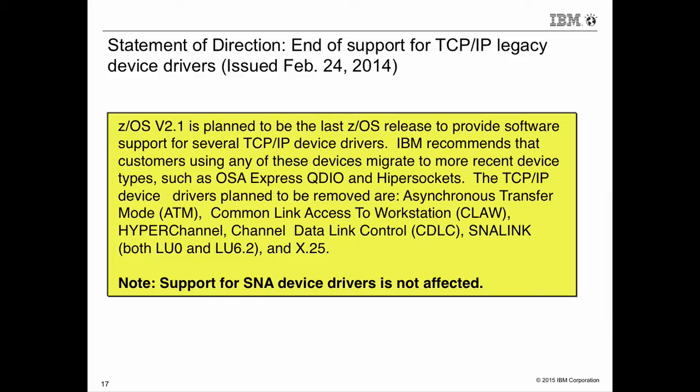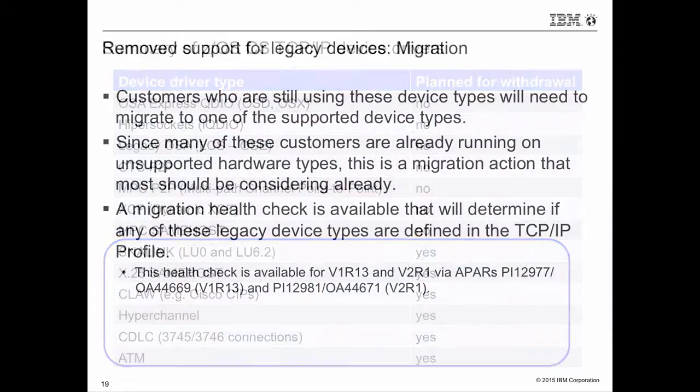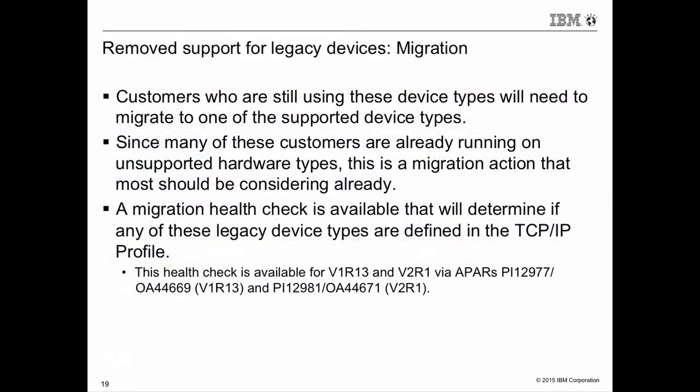I want to emphasize that this SOD had absolutely nothing to do with any VTAM API or any VTAM device driver. This is just the TCPIP device drivers that you see listed on the table on chart 18. Those 6 have been removed from the product in V2R2. And this chart just talks about the migration of those. Hopefully this affects none of you, or at least a very, very small number of you, if at all.